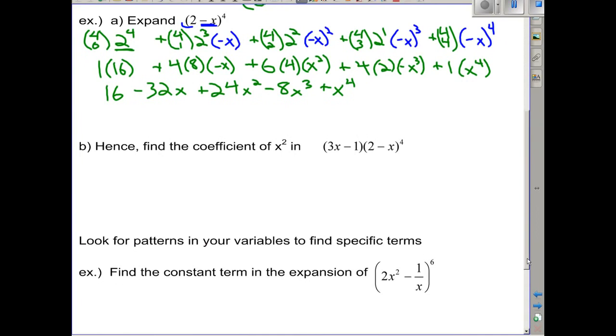Hence, find the coefficient of x squared in this. Alright, notice the hence. It means using what we just found. So, 3x minus 1 times, oh, I already know what (2 minus x) to the fourth is. It's this.